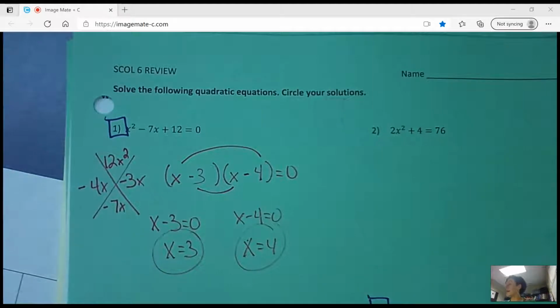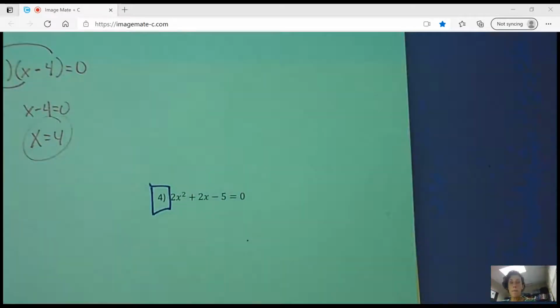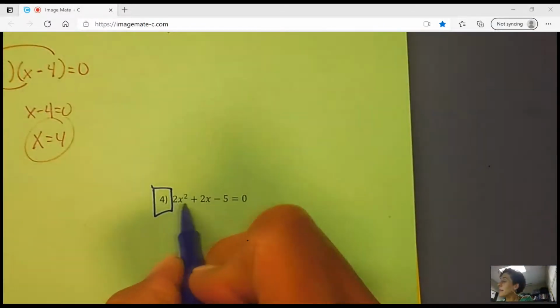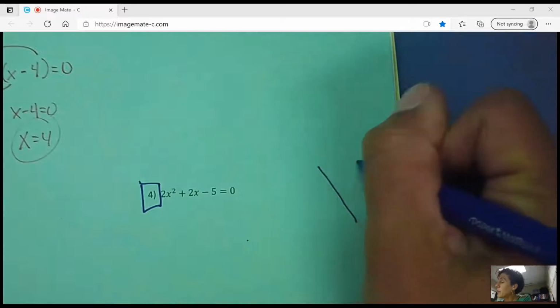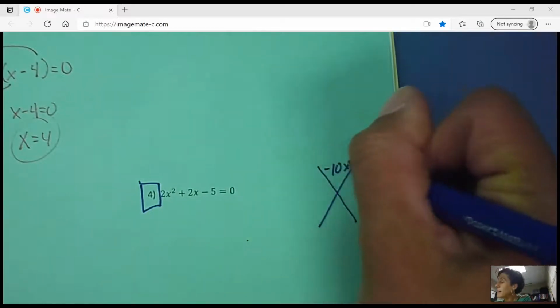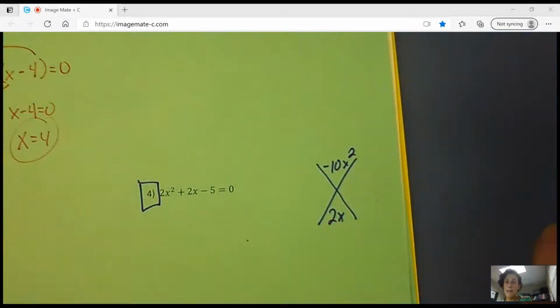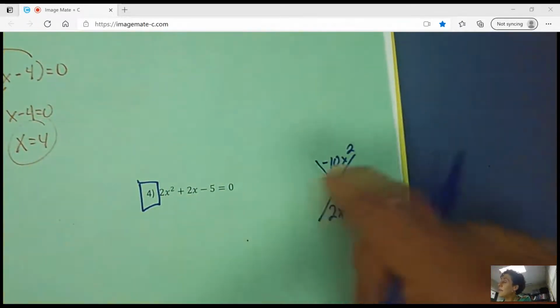Alright, the next box problem was number 4. So again, I'm going to try to factor it. It's in standard form equaling 0. There is not a GCF, so I'm going to look for factors of negative 10 that make 2. And as it turns out, there aren't any factors of 10 that make 2. 5 and 2 being on the side would give me 3.